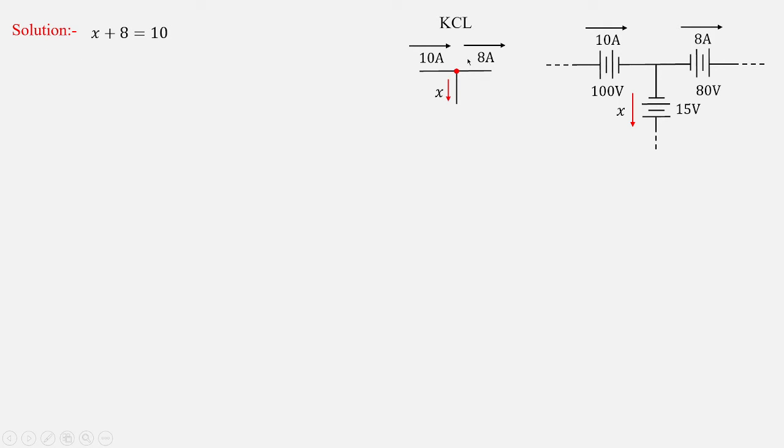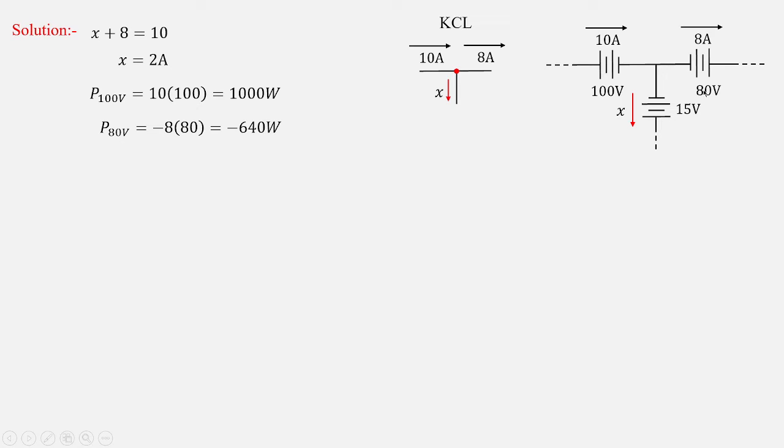So applying KCL, I'll get X which is coming out of this particular node, and you have 8 amperes which is also coming out of this node, and that is equal to 10 amperes. With this, I'll get the value of X as 2 amperes. Hence, the value of current which is flowing in 15 volts is 2 amperes, and the direction of the current is taken according to the assumption we have made over here. Okay. Now calculate the power in 100 volts. That is equal to voltage multiplied with current. So current is 10, voltage is 100. So the power in 100 volts is 1000 watts.